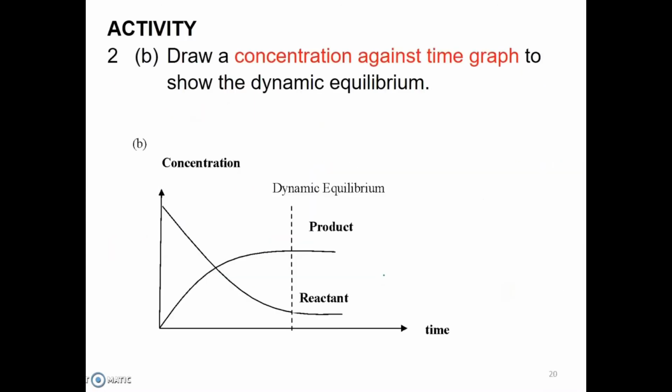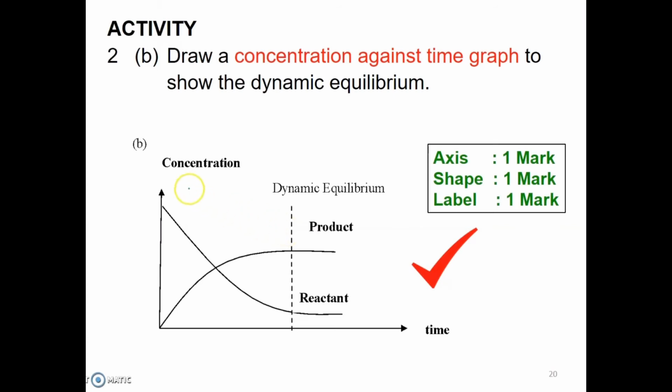And question 2B, draw a concentration against time graph to show the dynamic equilibrium. So this is the correct answer. Okay, so you should write the correct axis. The y-axis should represent the concentration. The x-axis should represent the time. Okay, so the shape of the graph will give you 1 mark.